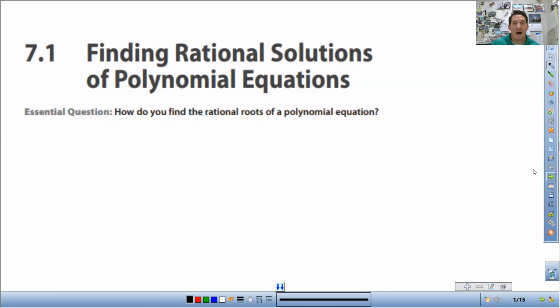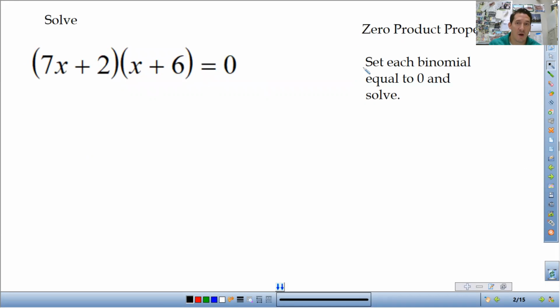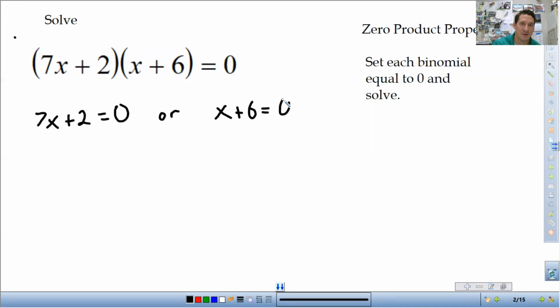So let's start off. Solve. We need to talk about how to solve a factored polynomial. So in this form, we use what's called the zero product property. Real simple to solve for x in this. Since this quantity times this quantity is equal to 0, we can split it up and say 7x plus 2 is equal to 0, or x plus 6 is equal to 0. One of them has to be equal to 0 for the product to equal 0. And so this is going to give us two separate answers.